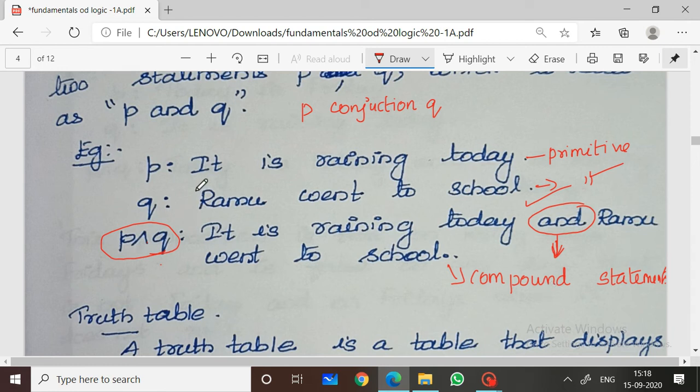So what is the example? It is raining today. Ramu went to school. What is the conjunction of this? It is raining today and Ramu went to school.